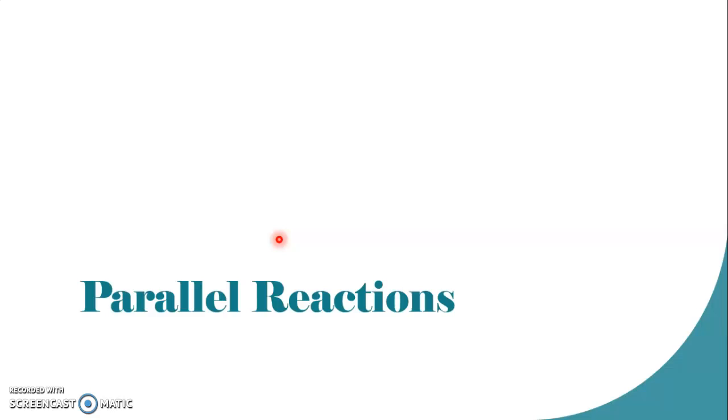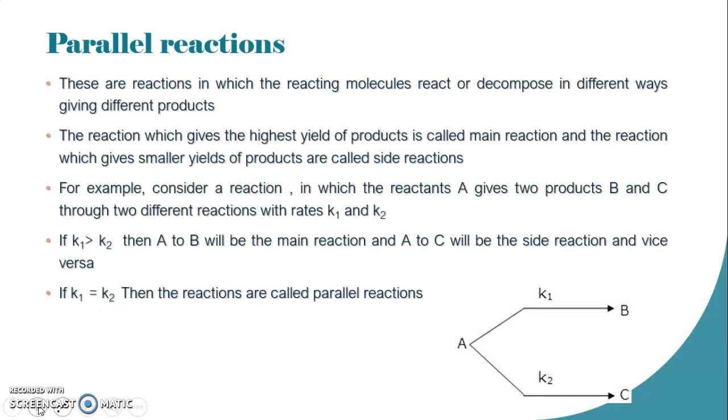Parallel reactions. Parallel reactions come under the complex reactions. Parallel reaction means two reactions are taking place simultaneously or side by side. These are reactions in which the molecules react or decompose in different ways, giving different products. That means the same reactant reacts in two different ways, giving rise to two different products.